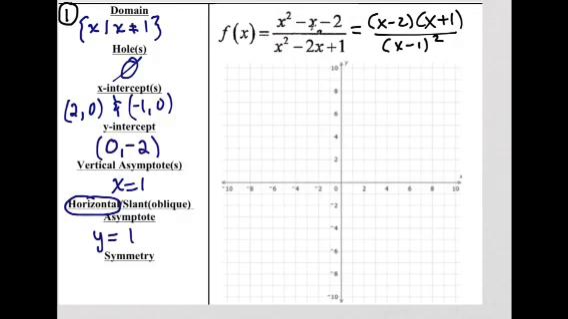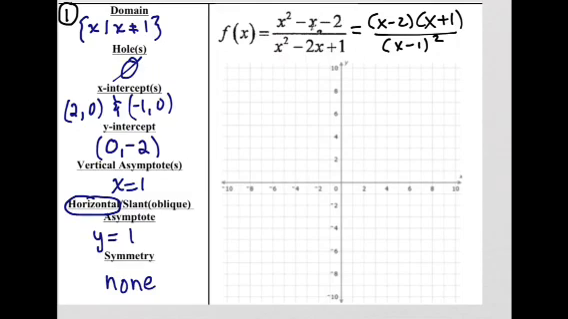Symmetry, replace all the x's with negative x, and we get no symmetry. It's not even, it's not odd, so it's not symmetric with the y-axis or with the origin, so we just put none or neither. It's either one. Okay, and so we're ready to graph.